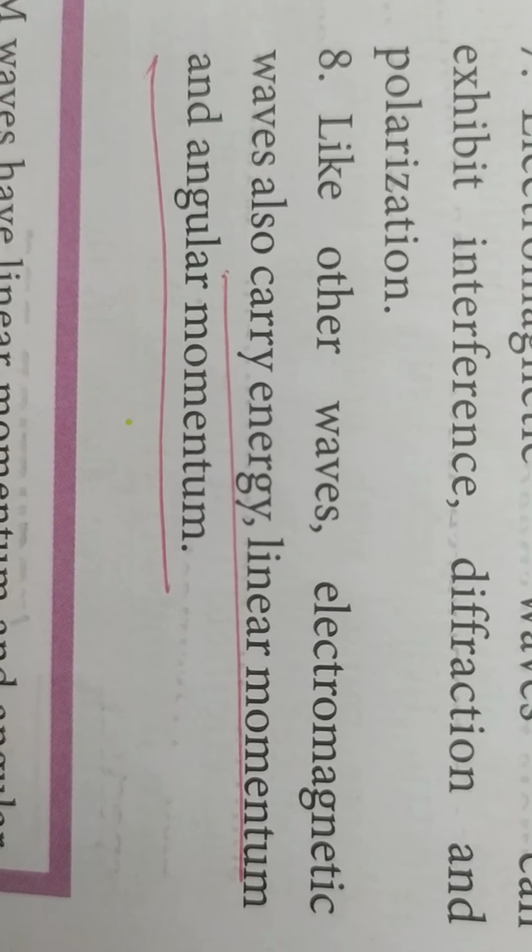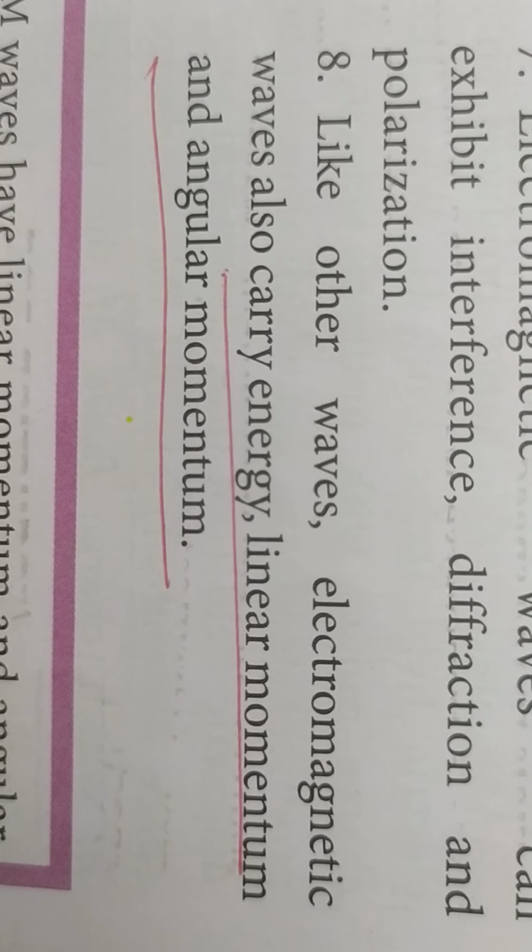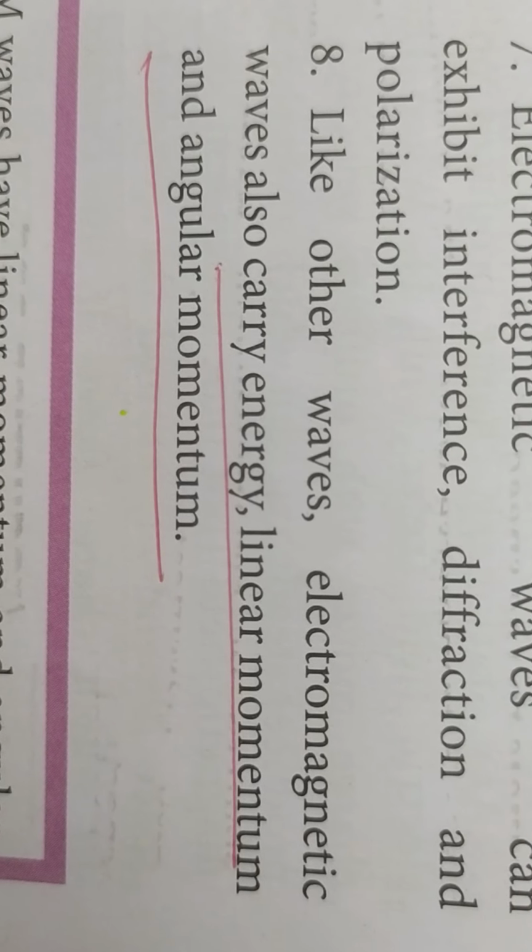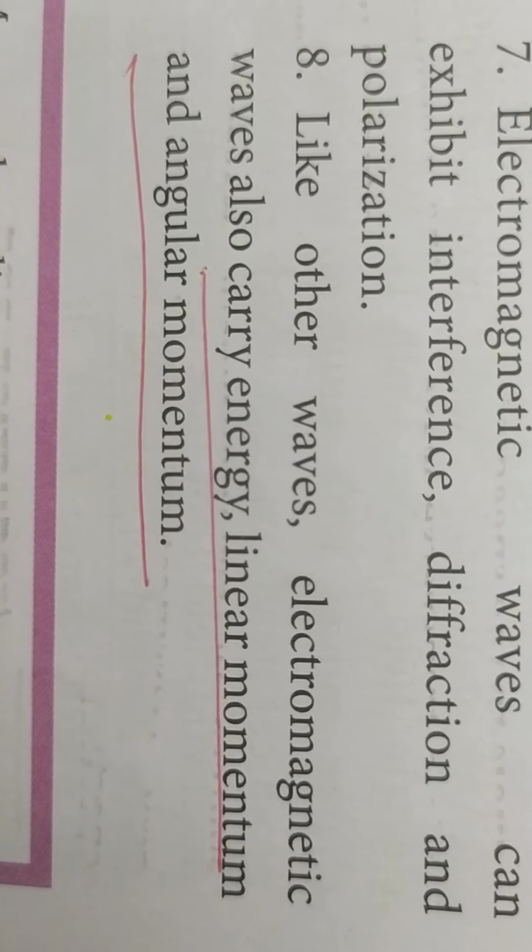And here electromagnetic waves have energy, linear momentum and angular momentum. And you know about momentum. Momentum is nothing but the product of mass and velocity. Linear momentum refers to the momentum in a straight line, and angular momentum refers to the momentum in an angular path, that is, in a circular path. So these are the main important properties of electromagnetic waves.